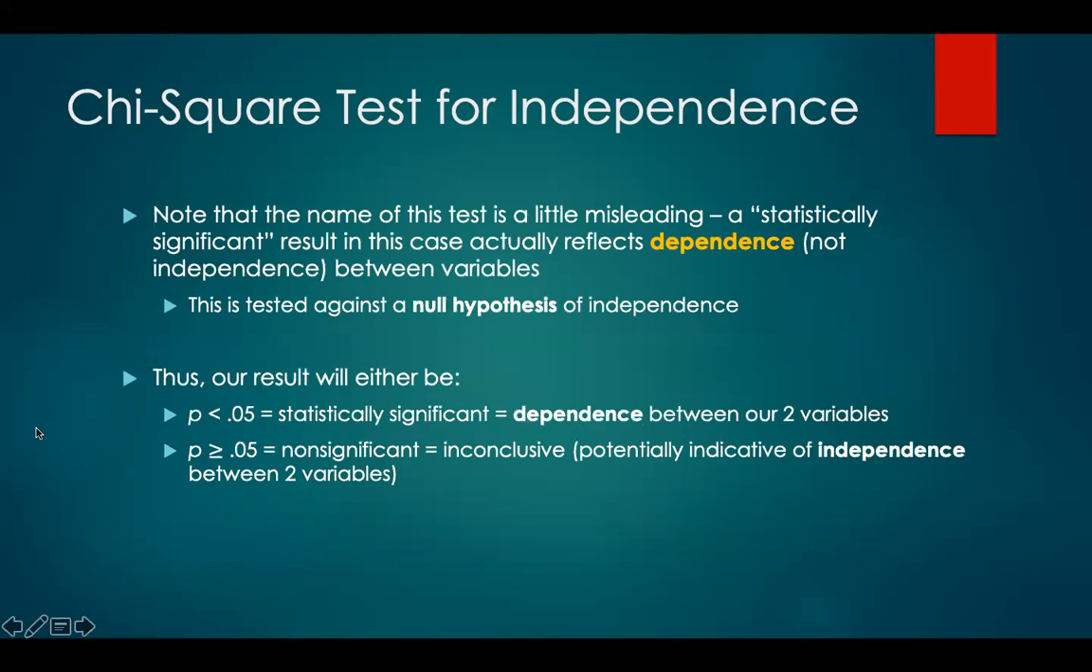So note that the name of this test is a little misleading. A statistically significant result in this case actually reflects dependence, not independence, between variables. And this is tested against a null hypothesis of independence. Thus, our result will either be p less than 0.05, statistically significant, meaning dependence between our two variables, or greater than or equal to 0.05, non-significant, or inconclusive, potentially indicative of independence between two variables.